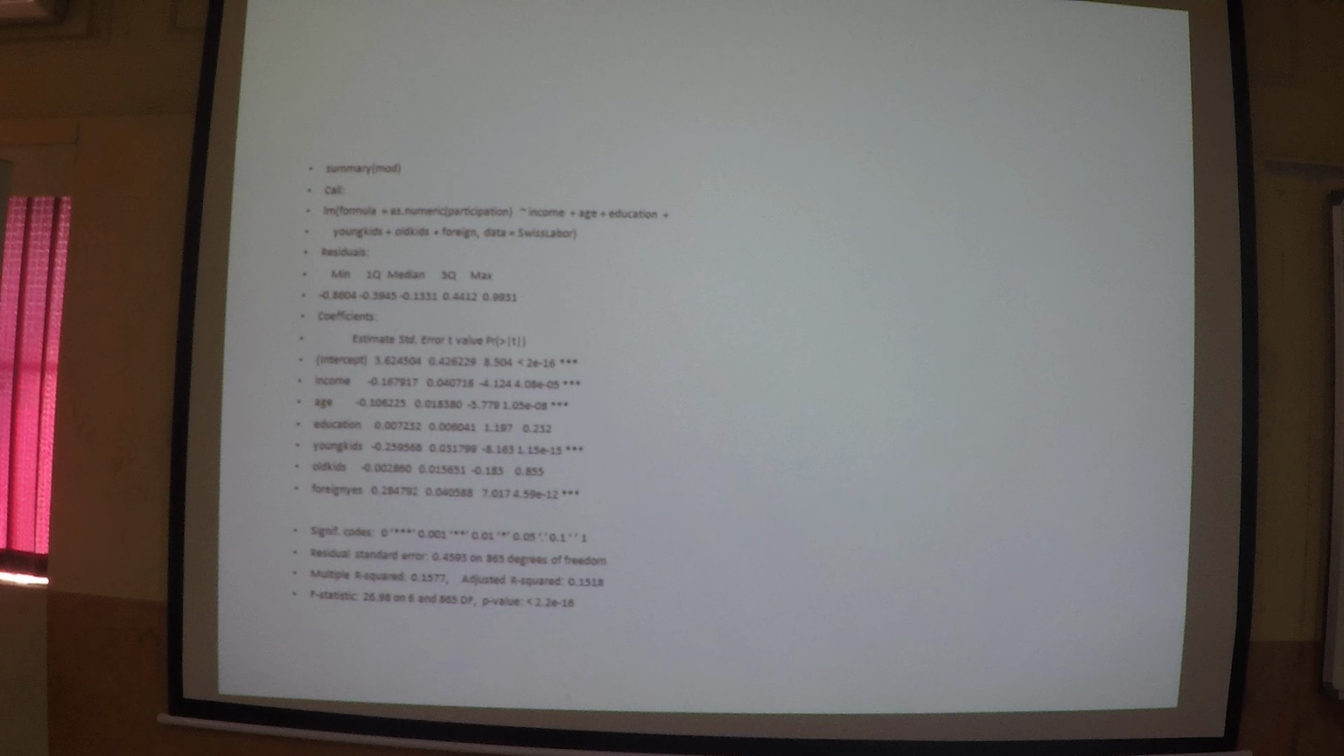Now what do you think about the statistical significance of that coefficient? What would be the maximum probability of going wrong if I rejected the null that the coefficient of income was equal to 0? It's very small, 4.08 e raised to minus 5, so 0.00004. So you can reject the null hypothesis that the coefficient of income is equal to 0. What do you think about age? As you become older, you are less likely to work. Is that coefficient statistically significantly different from 0? Yes.